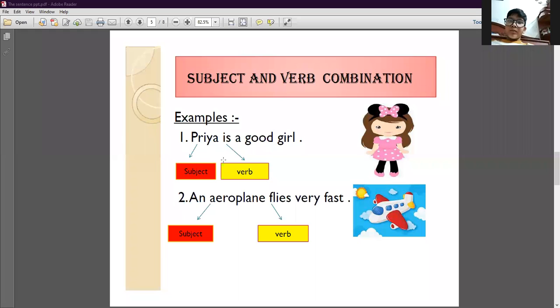Now the second sentence is, an aeroplane flies very fast. An aeroplane flies very fast. Who are we talking about? Yes, an aeroplane. Aeroplane is the subject here, and an is an article. Okay, student, so the subject is aeroplane. Why? Who are we talking about? We are talking about the aeroplane. And now we see who is performing the action. Yes, an aeroplane flies very fast. Who is flying? Who is flying fast? The aeroplane is flying. Who is flying? The aeroplane. So aeroplane is the subject here.